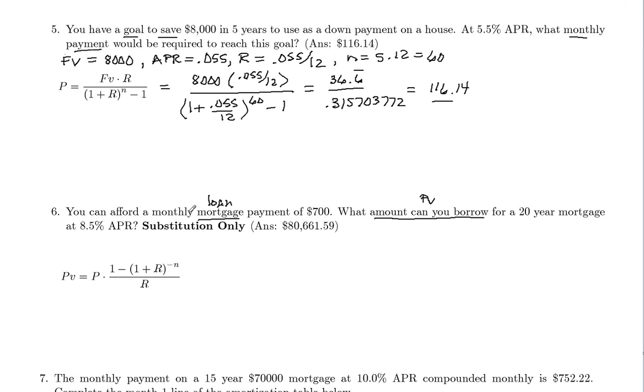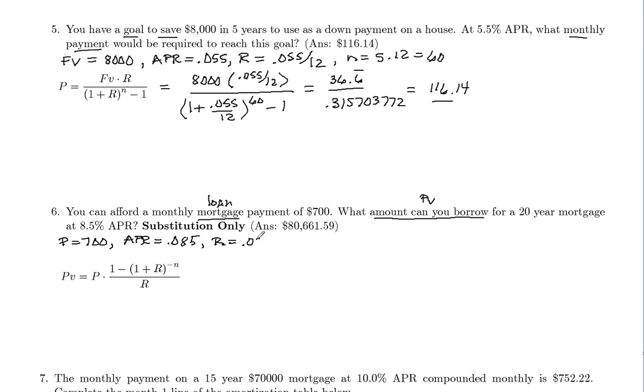And now let's write down our knowns. Okay, so it says your payment's 700 a month, so P equals 700. What amount can you borrow? That's PV, that's what you're looking for. 20-year mortgage, we're going to use that to figure N. 8.5%. Okay, so that's our APR, 0.085. And then we need R. So R is our monthly rate.